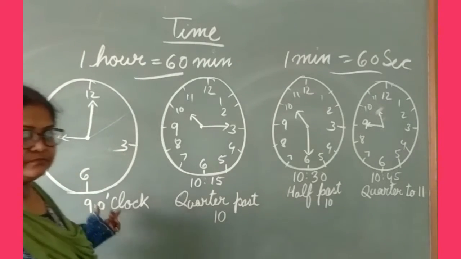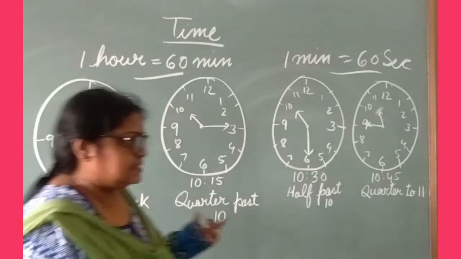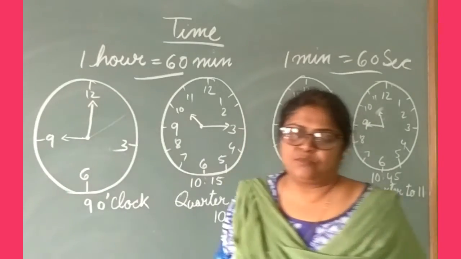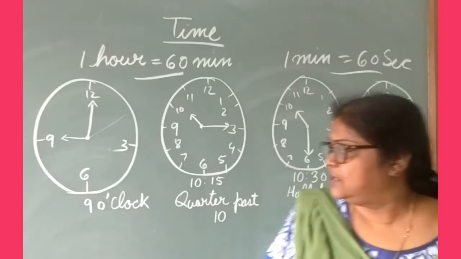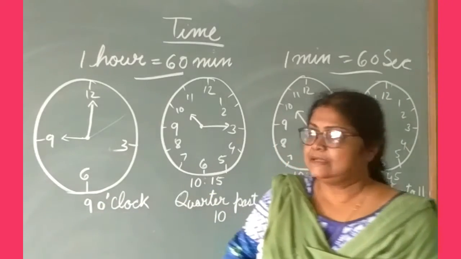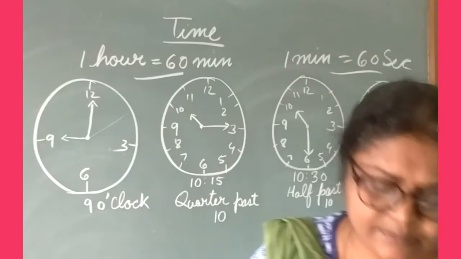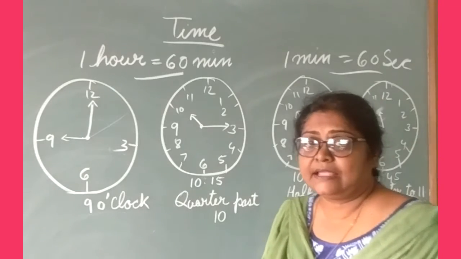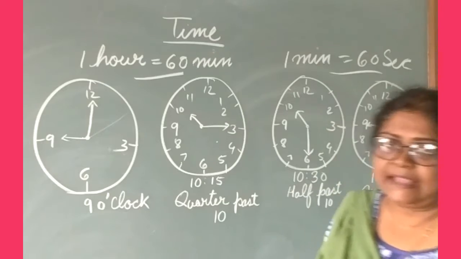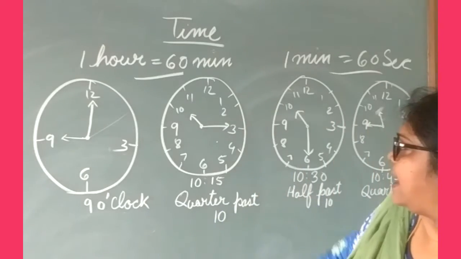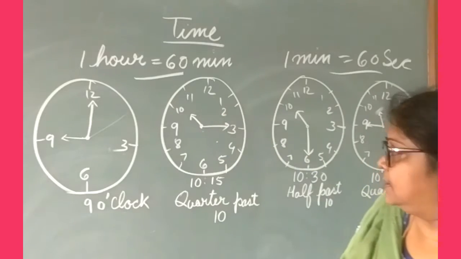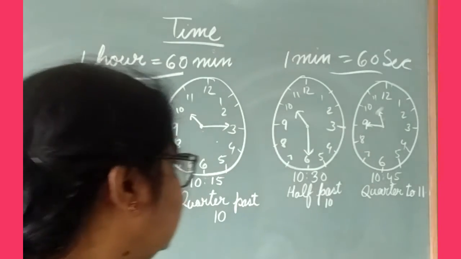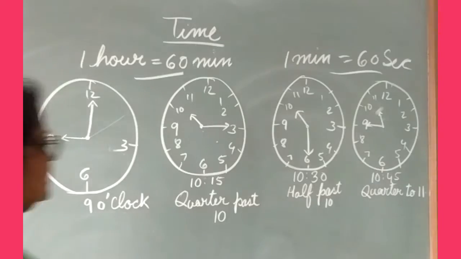So it is clear. In the first clock, the smaller hand is on 9 and the bigger one is on 12, so it is 9 o'clock. In the second clock, the smaller hand is on 10 and the bigger one is on 3. So it is a quarter past 10, that is 10:15.